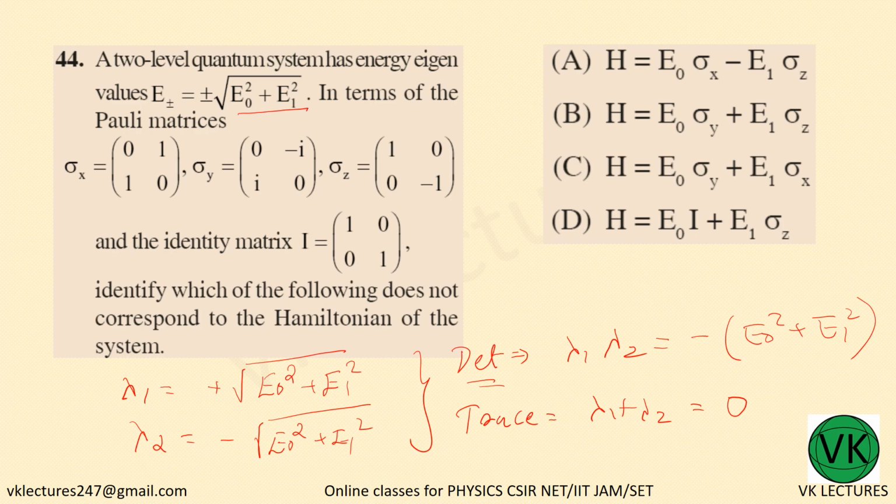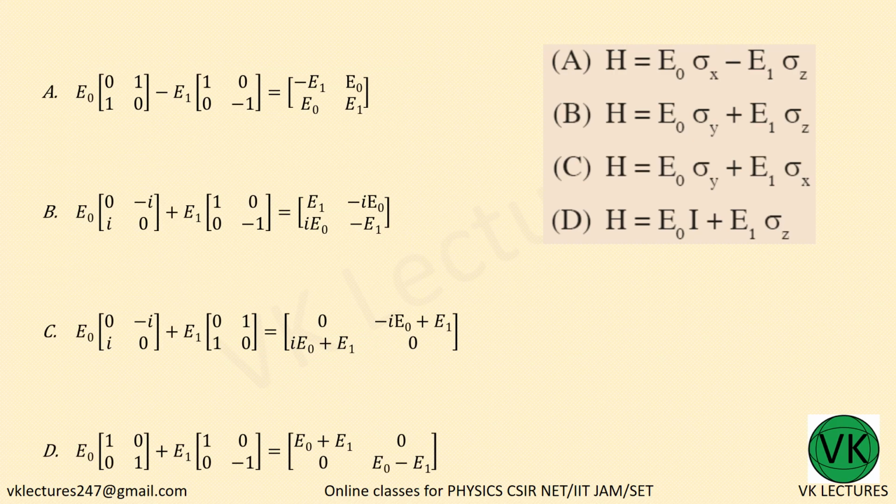So now the question is, this matrix is written in terms of Pauli matrices, that means sigma x, sigma y, sigma z, and the identity matrix I. Which of the following does not correspond to the Hamiltonian of the system? So this matrix, whatever matrix this gives you, H, should have a determinant equal to this particular value and trace equal to 0. So let us see the options one by one.